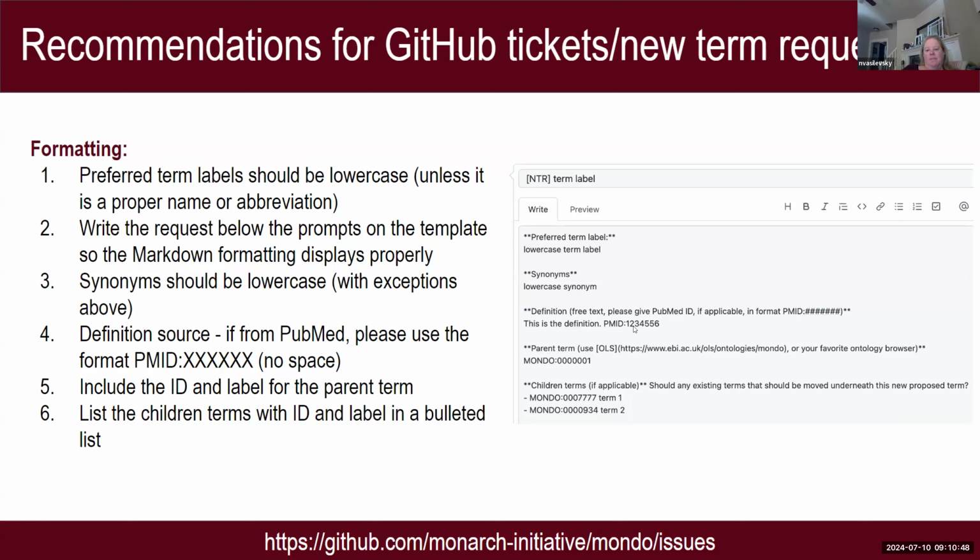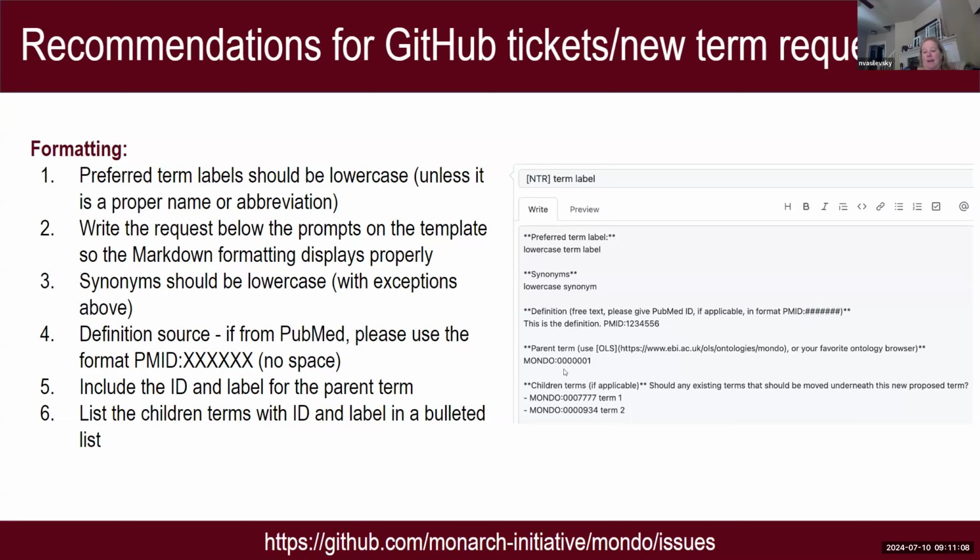And also adding the PubMed ID of the format where there's no space. If you copy and paste it out of a paper, it'll have PubMed ID: space and then the number. But in the ontology files, we use no space. These little things make a really big difference for the curators and being able to get the terms in quickly.